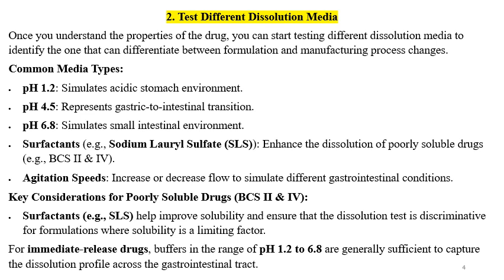Then understand the key considerations for poorly soluble drugs like BCS class 2 and 4. Surfactants can help to improve the solubility and ensure that the dissolution test is discriminative for formulations where solubility is a limiting factor. For immediate release drugs, buffers in the pH range of pH 1.2 to 6.8 are generally sufficient to capture the dissolution profile across the GI tract. Sometimes pH 7.5 buffers can also be used. Also, in testing different dissolution medias, you can study the effect of composition of the dissolution media on the drug release.